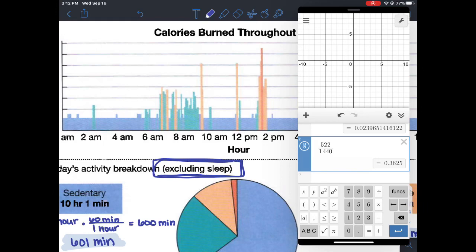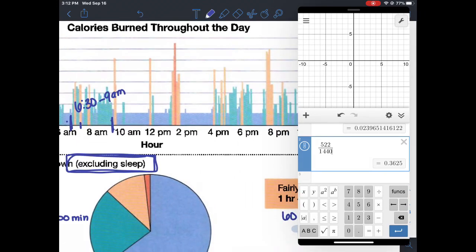I would say something along the lines of from maybe 6:30. So right here, if this is 7 o'clock, around 6:30 to 9 o'clock a.m. So 6:30 to 9 a.m. he's lightly active.